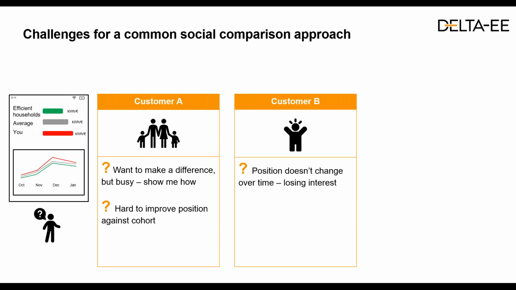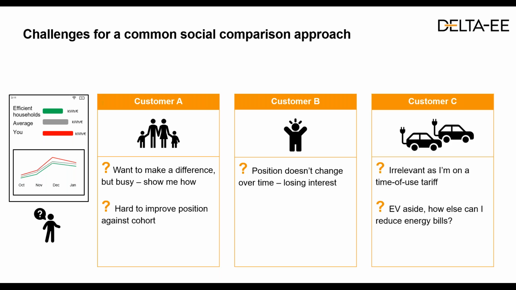And for customer C, who have already invested in electric vehicles, they think that, okay, the first thing I see from the social comparison is kilowatt hour for me. But actually that's irrelevant because we have subscribed to a time of use tariff. I might have consumed a lot of energy during the off-peak time, but that doesn't mean that I have more energy cost or energy consumptions than the other people. So I want to understand, without EV, what else can I reduce my energy bills, and what is more relevant to me?